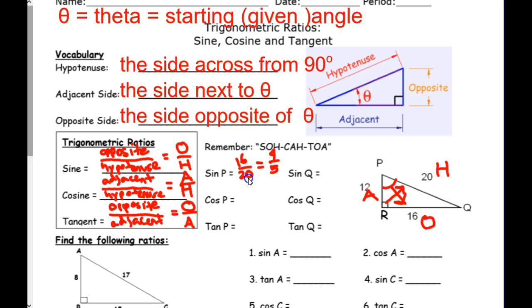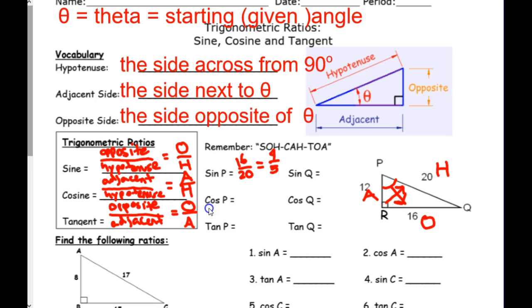Let's backtrack. What did I just do? Remember, I might call on you soon, so you want to know what we're doing. Sine is what over what? Right here, sine, O over H. So that's why I wrote the O number and then the H number. So 16 over 20, and then I reduce it.